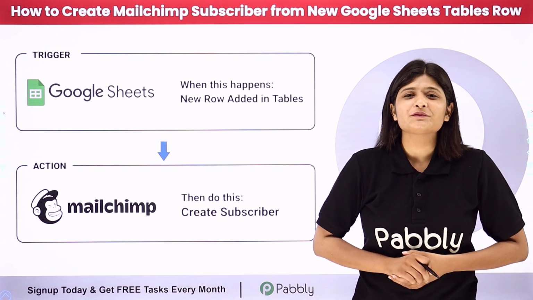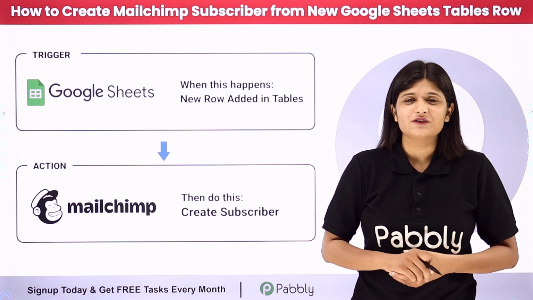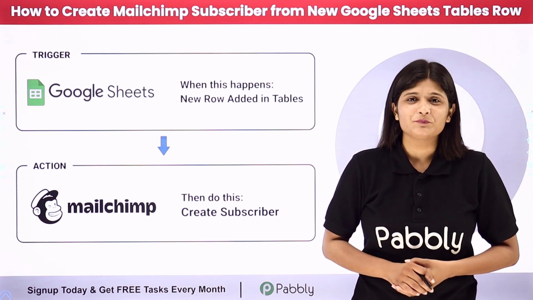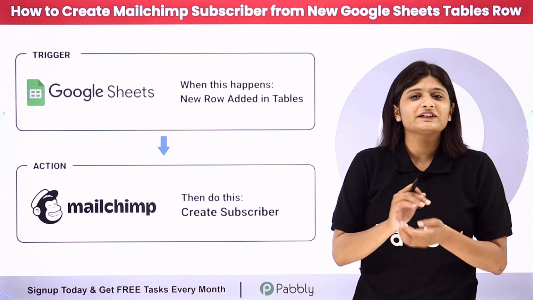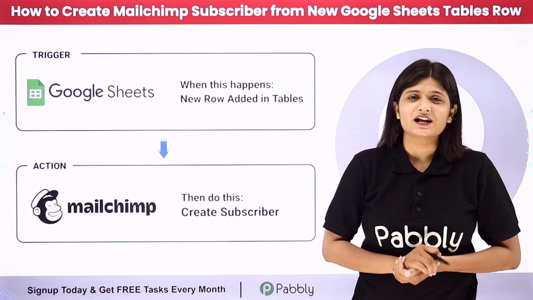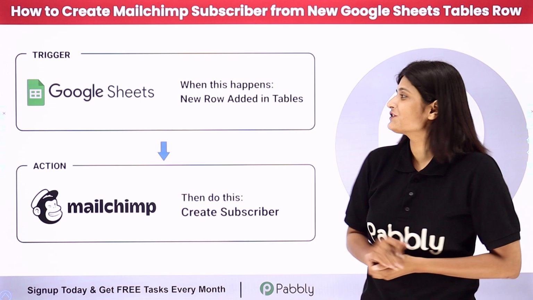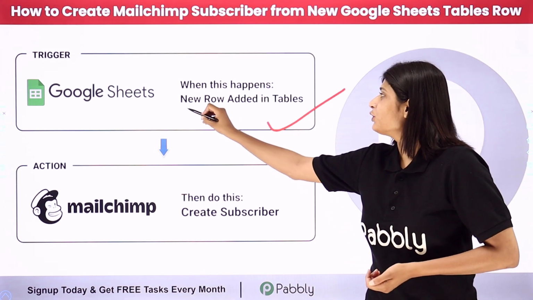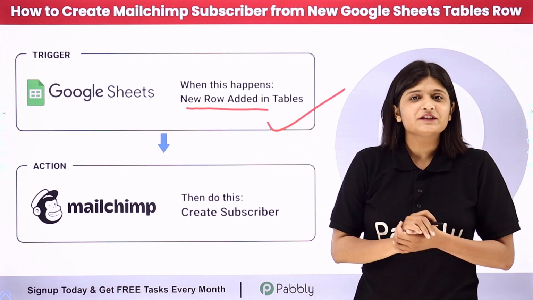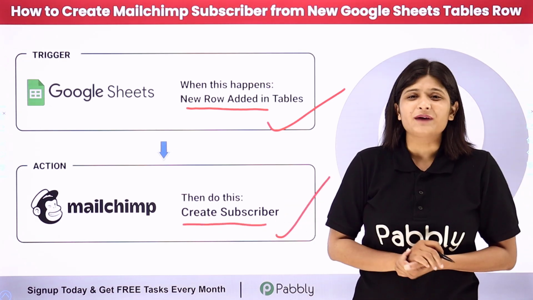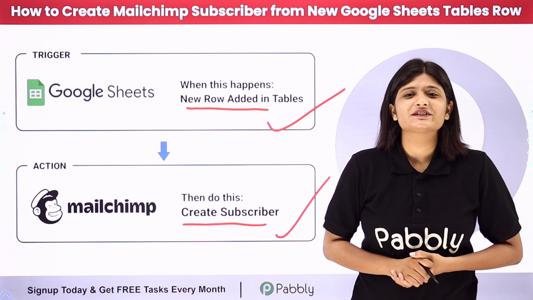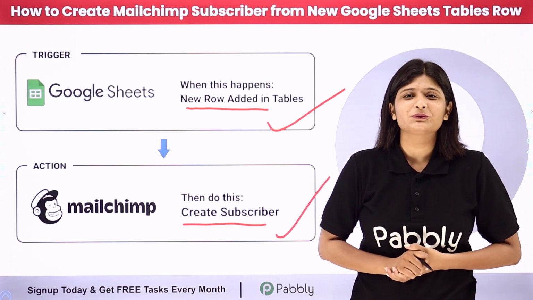So Pabbly Connect is an amazing automation and integration software which requires no coding or programming skill. I just need to build connection between Google Sheets and MailChimp. Pabbly Connect runs on two principles, which is triggers and action. Here as my trigger application, I will take Google Sheets, where the new row will be added in tables, and in my action application, I will take MailChimp, where a subscriber will be created automatically. If you want to learn this amazing automation step by step, let me take you all to my screen.